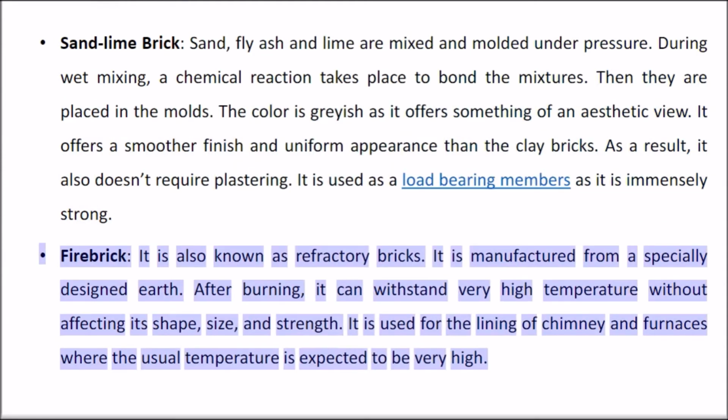Fire brick. It is also known as refractory brick. It is manufactured from a specially designed earth. After burning, it can withstand very high temperatures without affecting its shape, size, and strength. It is used for the lining of chimneys and furnaces where the usual temperature is expected to be very high.